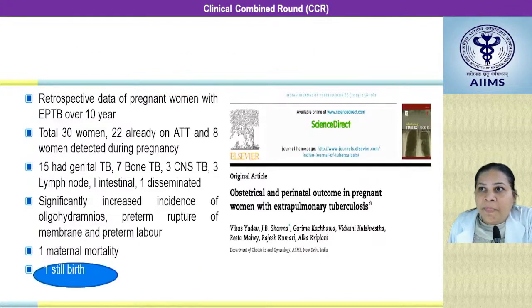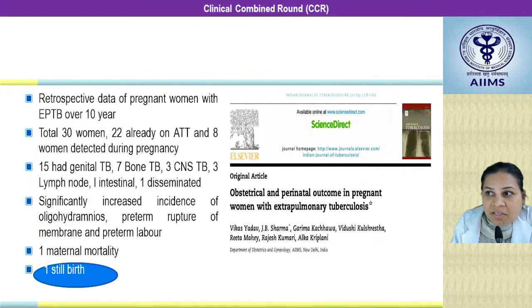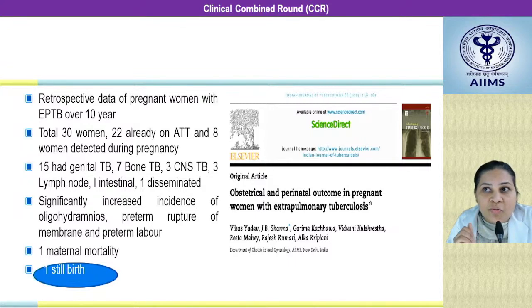So there was a study done by Dr. Vikas and Dr. J.B. Sharma of AIIMS in 2019. It was published in the Indian Journal of Tuberculosis. They looked at the obstetrical and perinatal outcome in pregnant women with extrapulmonary tuberculosis. They took retrospective data of the past 10 years and found a total of 30 cases of extrapulmonary tuberculosis. Out of these 30 cases, 22 were already diagnosed and later got pregnant, but 8 cases were diagnosed during the pregnancy only.